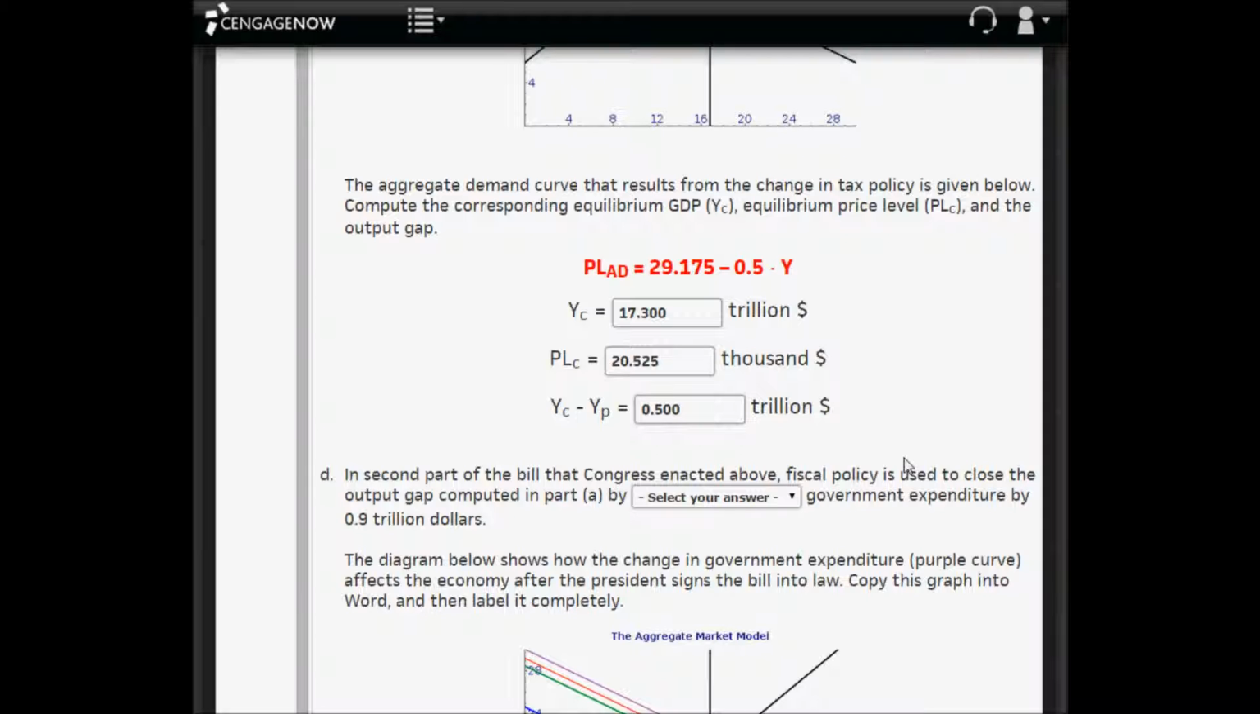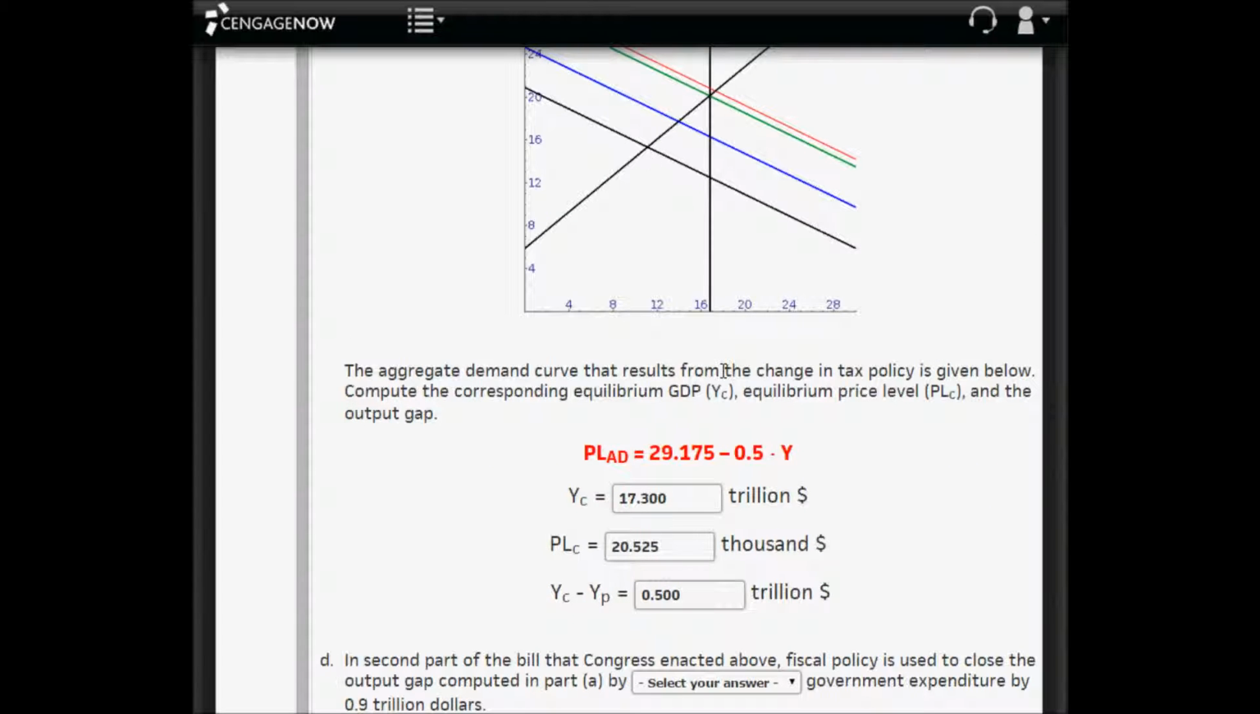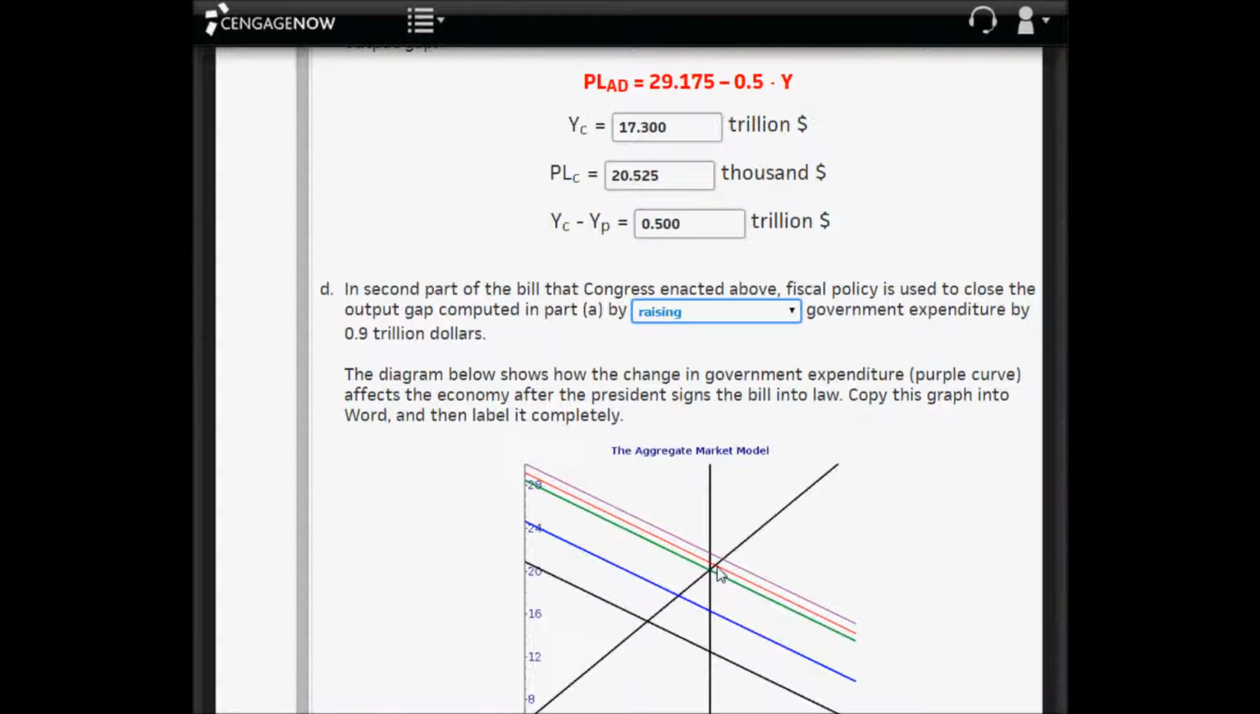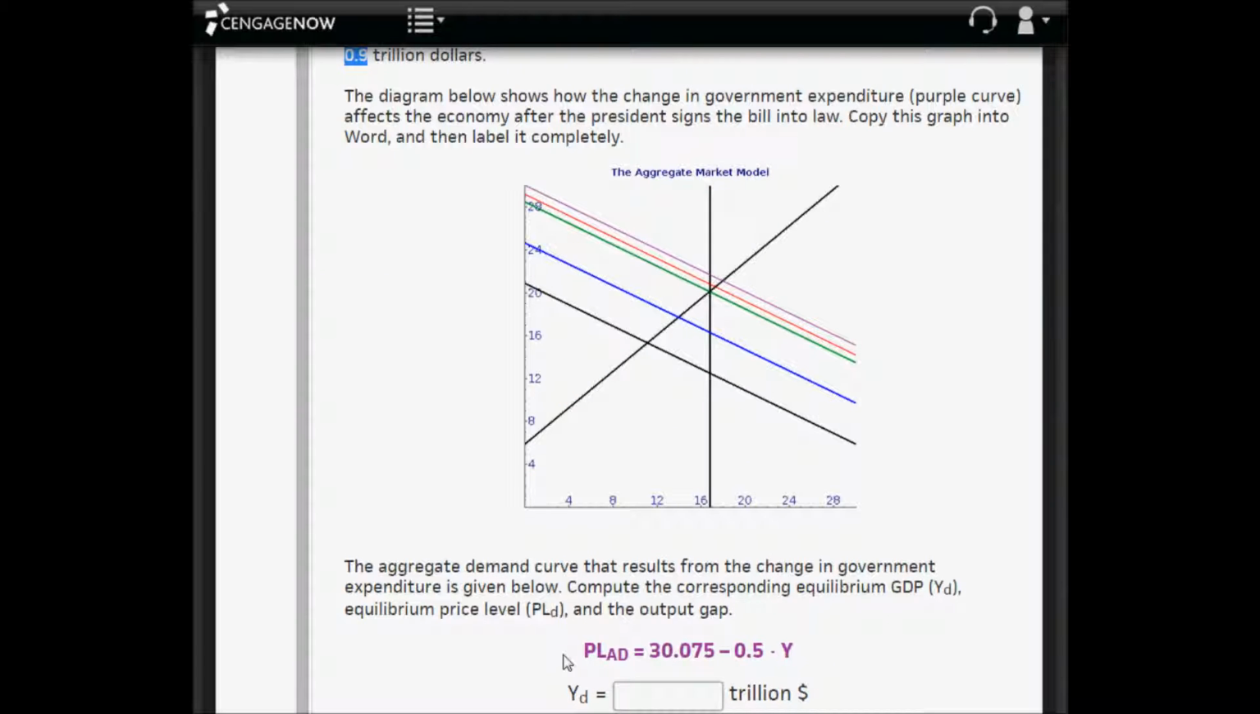Now, in the second part of that stimulus bill that Congress enacted above, fiscal policy is used to close the initial output gap here with an increase in government expenditure of $0.9 trillion. That pushes the economy out even further. So the inflationary gap was made even worse by the increase in government expenditure. This purple equation is the aggregate demand curve that corresponds to the purple aggregate demand curve here.